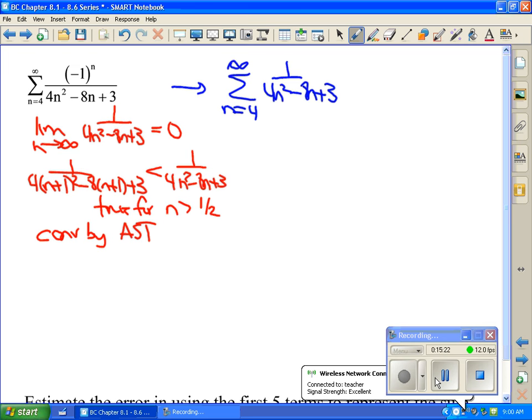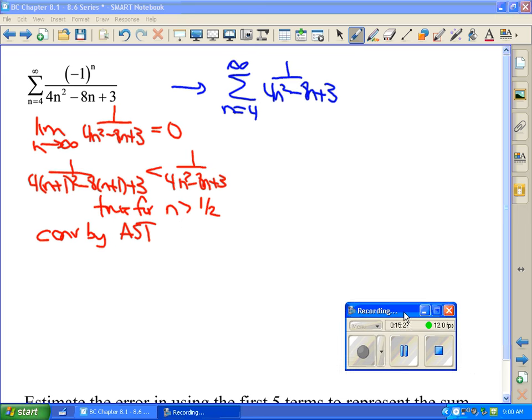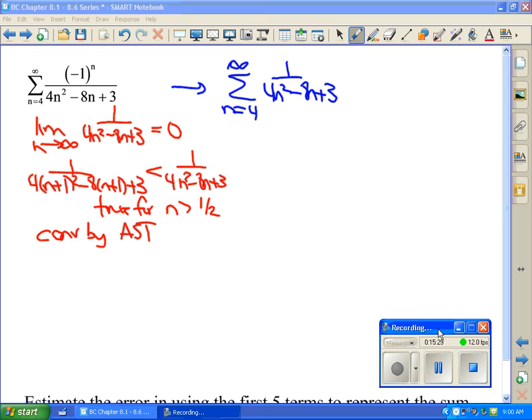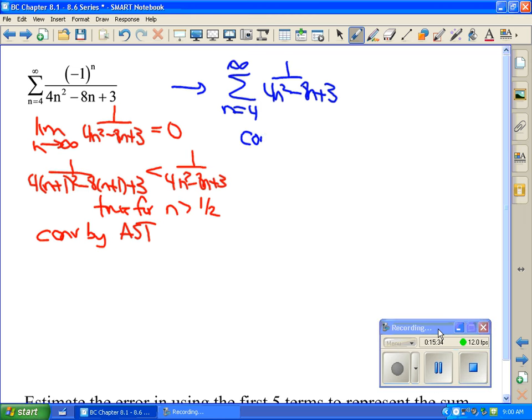First of all, I'm going to do this by comparison test. Because I have a leading term of n squared on the bottom, I can compare this to the series from n equals 4 to infinity of, as an example, 1 over n squared, which I know converges by p-series. So instead of doing a direct comparison, I want to show you a limit comparison.